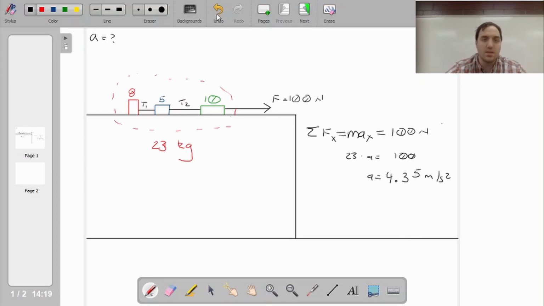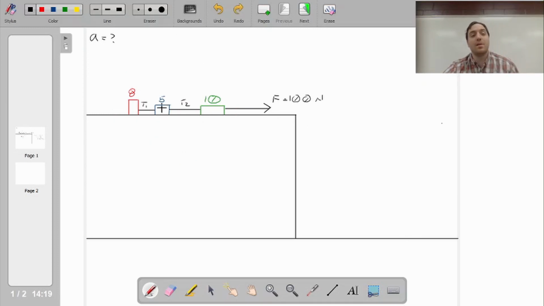So let's back this up and take a look. If we want to talk about the tensions, we need to look at these not as a single collected system. What we need to do is look at them as individual objects. So we need to draw free body diagrams for each. So let's start with the 8, the 5, and the 10. The 8 is the easiest.